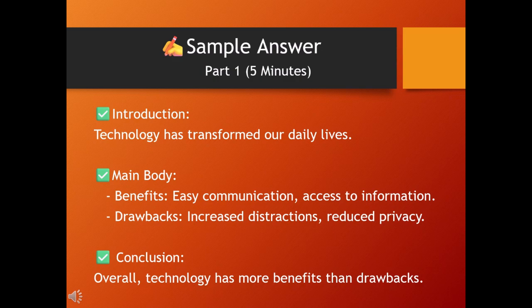Now, coming to the main body, we can provide two key points. First, we talk about the benefits, which are easy communication and access to information. Then we mention the drawbacks, which are that it creates distraction and has privacy concerns. Now, coming to the conclusion, finally, we summarize our opinion by saying, overall, technology has more benefits than drawbacks. This keeps the response clear, logical, and well structured.